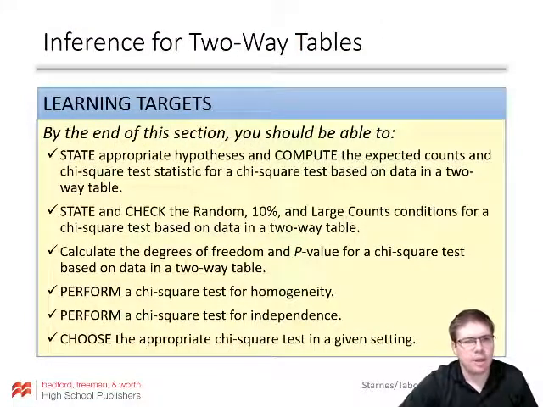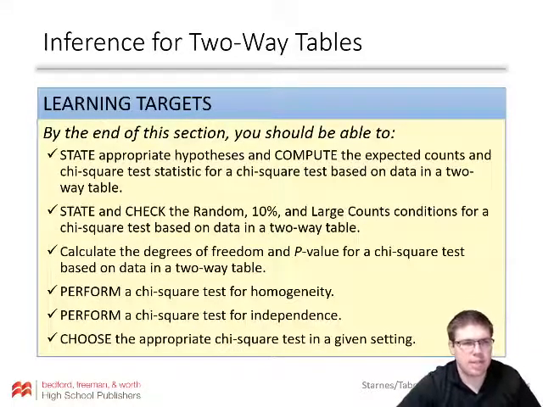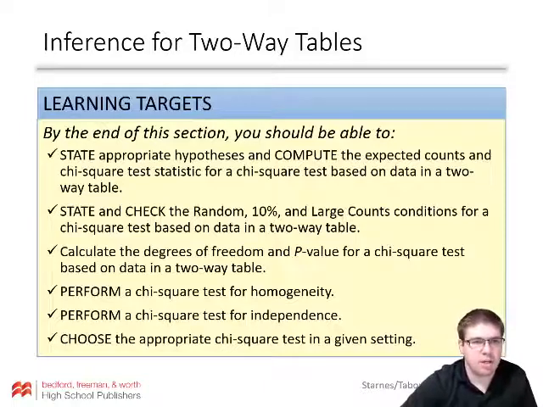So by the end of this section, you should be able to state appropriate hypotheses and compute the expected counts and chi-square test statistic for a chi-square test based on data in a two-way table. You should be able to state and check the random, 10%, and large counts conditions for a chi-square test based on data in a two-way table, calculate the degrees of freedom and p-value for a chi-square test for the two-way table, perform a chi-square test of homogeneity, perform a chi-square test of independence, so two different types of tests that are very, very similar, and choose the appropriate chi-square test in a given setting.